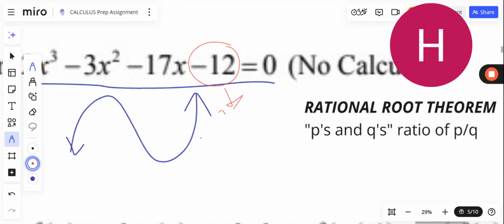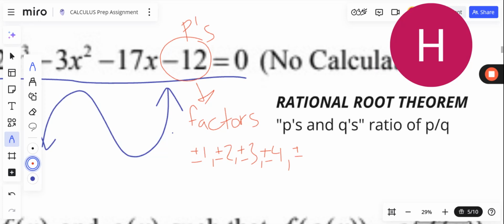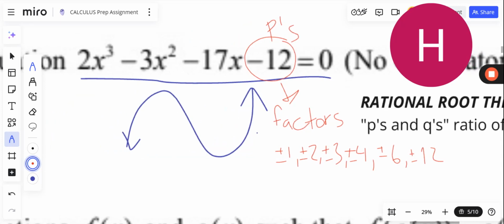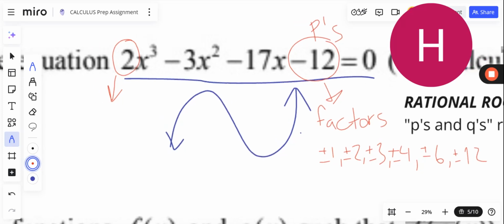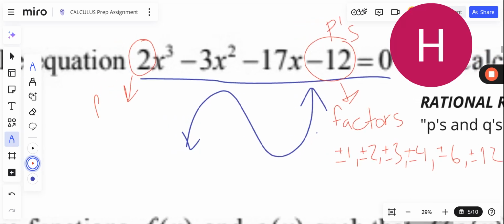So how do we find our P's and Q's? P's are going to be factors of the constant term. So these are going to be your P's. That's going to include plus or minus 1, plus or minus 2, plus or minus 3, plus or minus 4. We have a lot with this one because 12 is factorable by quite a few different numbers. And our Q's are going to come from this number in front of the leading term. And so our factors are just going to be plus or minus 1, plus or minus 2.